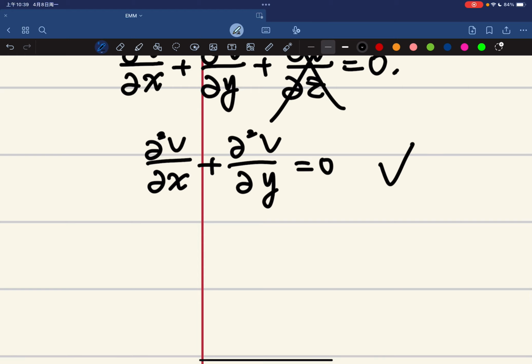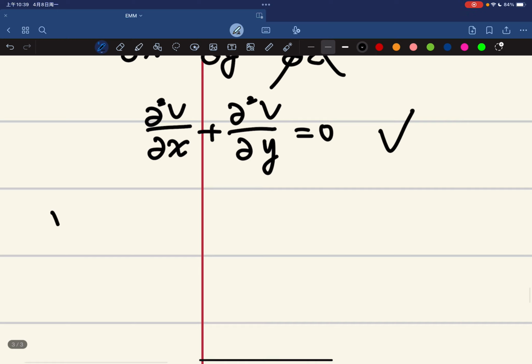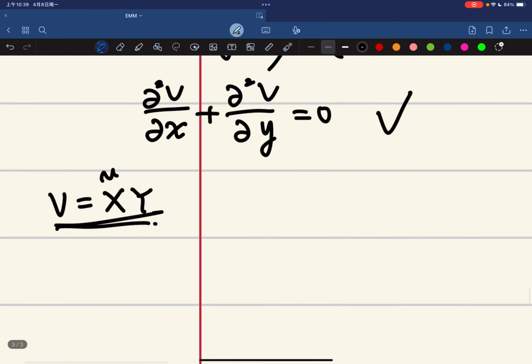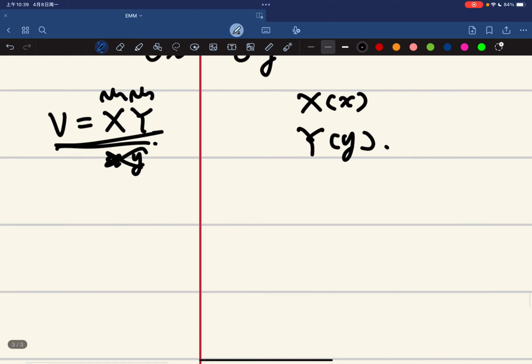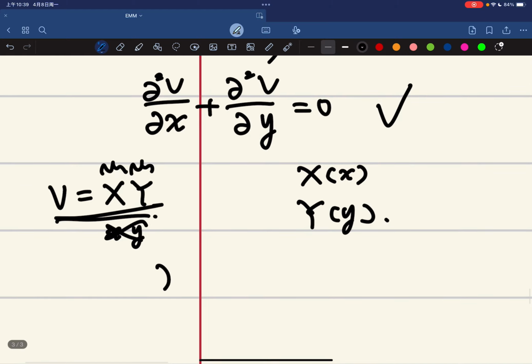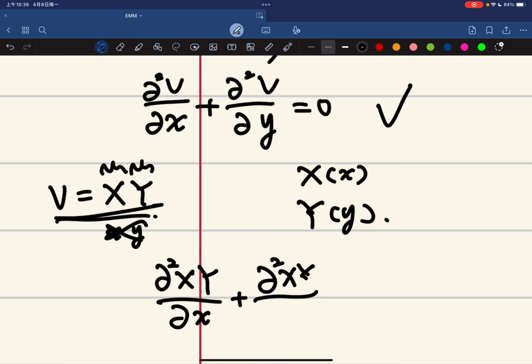So now let's separate the variables. I first assume V is separable. So V is equal to function X times function Y. Notice that this is not small x, small y. Those are big X and big Y. Okay, so now let's take back all the things we have. So this is what we have. Oh, actually missing a square. Sorry for that.